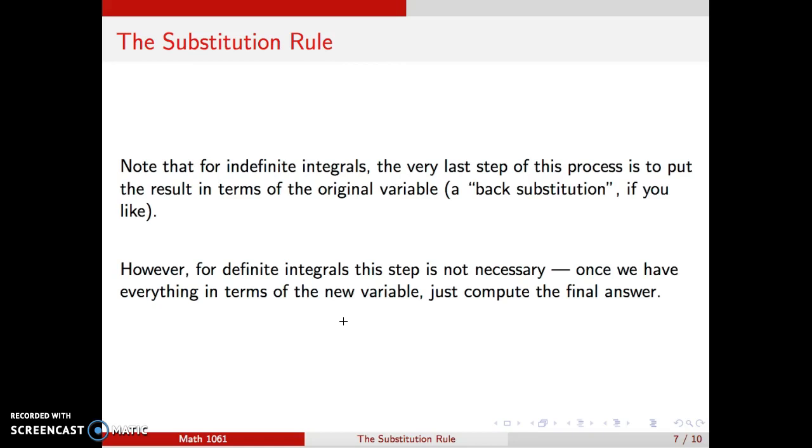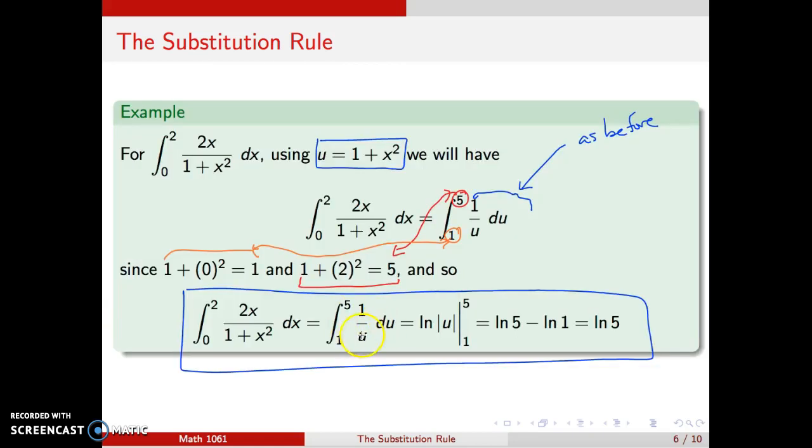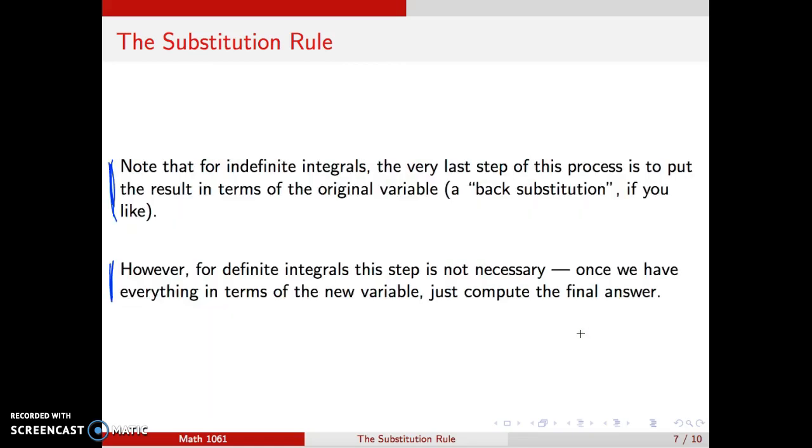Alright, so like I said, for indefinite integrals, that last step is going to be to back substitute. You want to put it in terms of the original variable. But for definite integrals, what's kind of cool about it is you don't have to put it back in terms of the original variable. Once you figure this out, this guy is in the past. Nothing to do with it anymore. You're only concerned with this. So once you have everything in terms of the new variable, just compute the final answer. You don't have to do any back substitution.